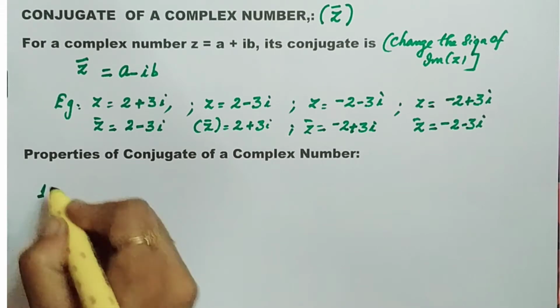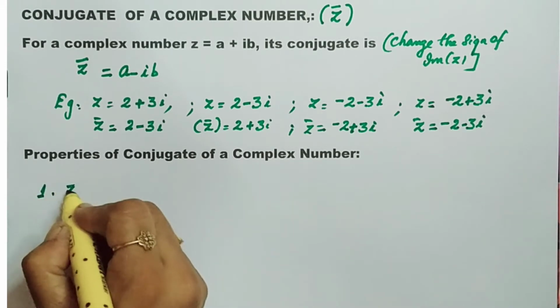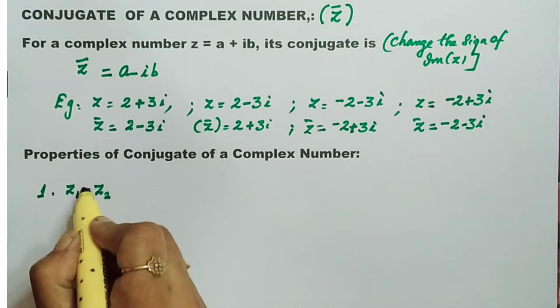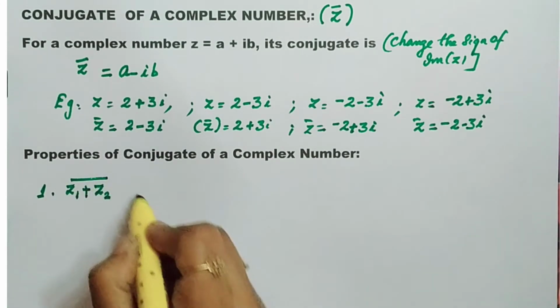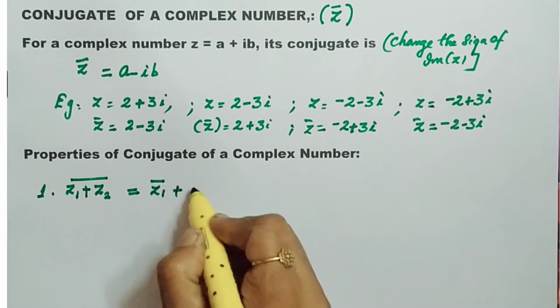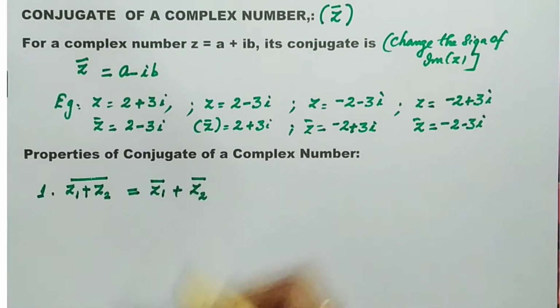The first property states that if z1 and z2 are two complex numbers, then taking the sum and finding the conjugate is equivalent to finding the conjugate of z1 plus finding the conjugate of z2 separately. That is, z1 plus z2 the whole bar equals z1 bar plus z2 bar.